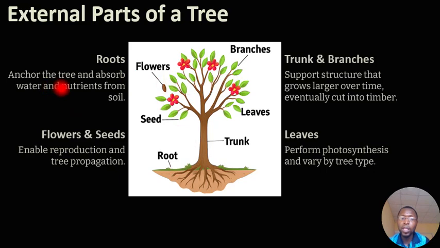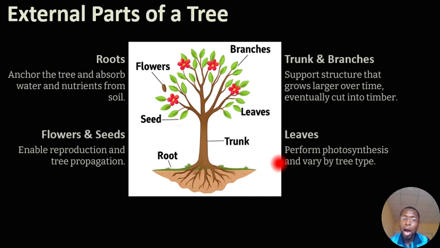So the root of the tree is the part that absorbs water and nutrients from the soil. You could see it here, the parts that enter the soil, absorb water and nutrients from the soil, and that's where the tree gets its food from, the root. All right. So apart from the root, we have the flowers and the seed. This part enables the reproduction and propagation of the tree. You see it here. So when the flower's seed falls down, it is capable of producing another tree.